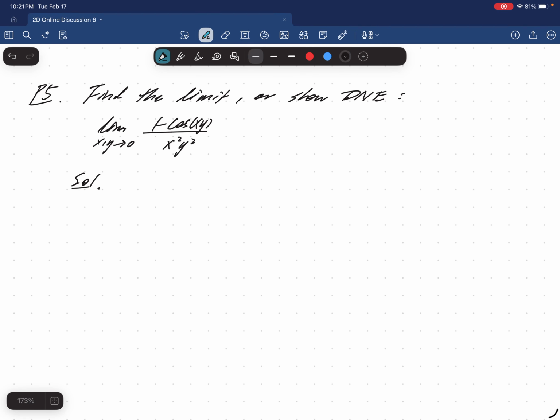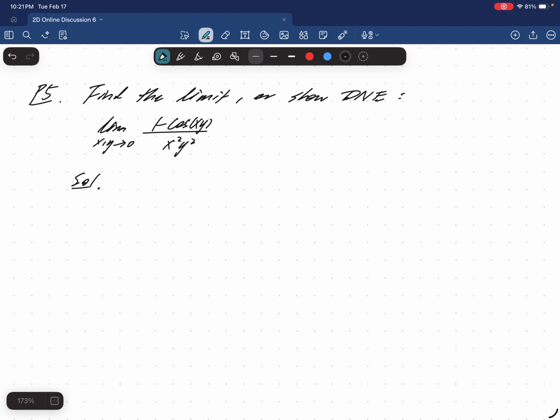In this last problem, we come back to finding limits. And again, we have some limit. We want to either evaluate if we think it exists, or we need to show that it doesn't exist. So this is the limit of x and y both going to 0 of 1 minus cosine xy over x squared y squared.